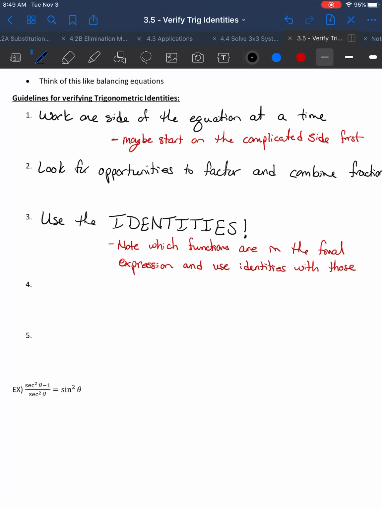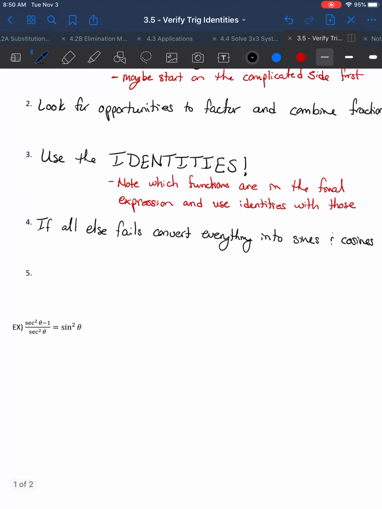If 1 through 3 doesn't help you, and all else fails, convert everything into sines and cosines, and then start manipulating. And lastly, and this is the biggest struggle for many of you.